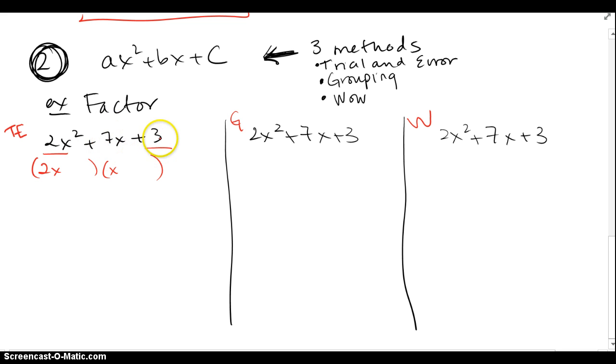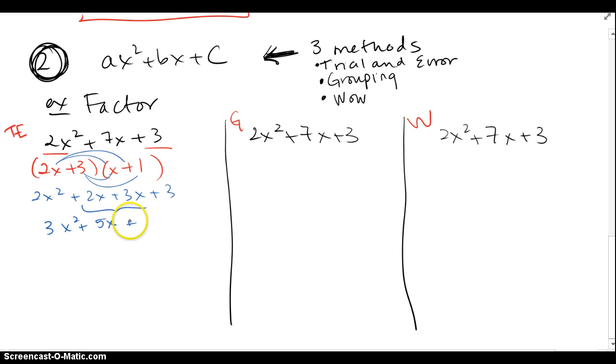Well, how do I get a 3? The factor of 3, the only 2 options I have are 3 and 1, so I'm just going to say a +3 and a +1. Again, it's called trial and error, so you're just trying this out to see what's going to happen. Now you're going to check to see if this really gives you the 7x in the middle. That's going to be 2x squared plus 2x plus 3x plus 3, and notice these guys give you 5x, which is a no.